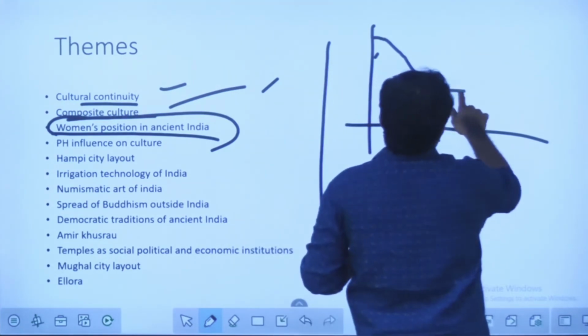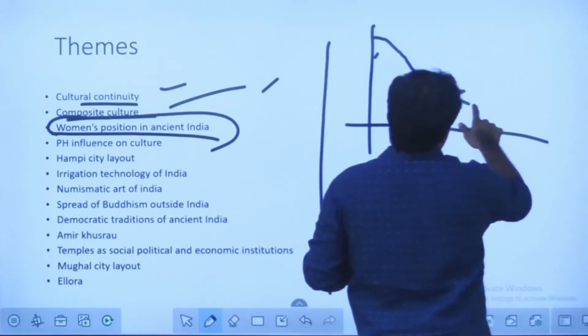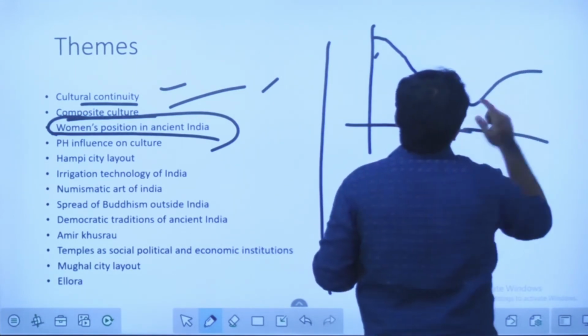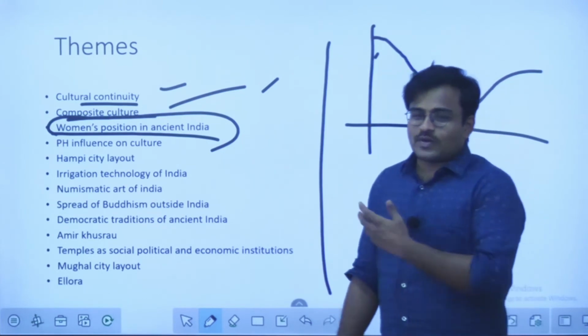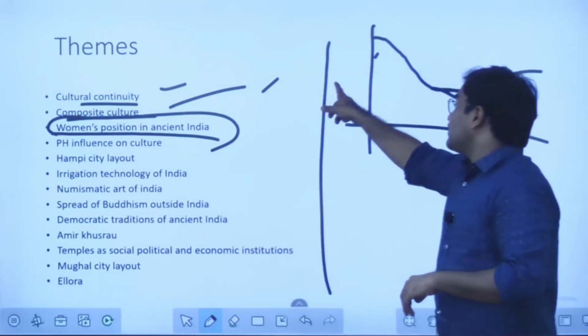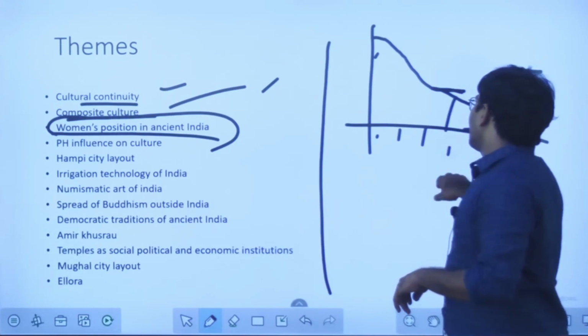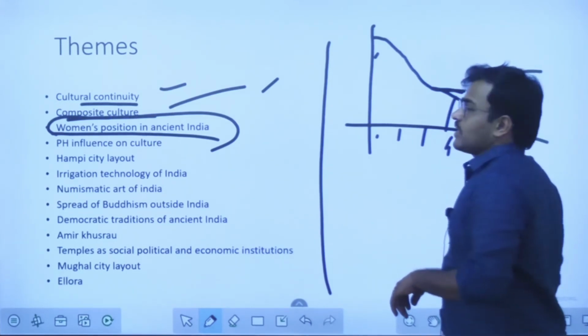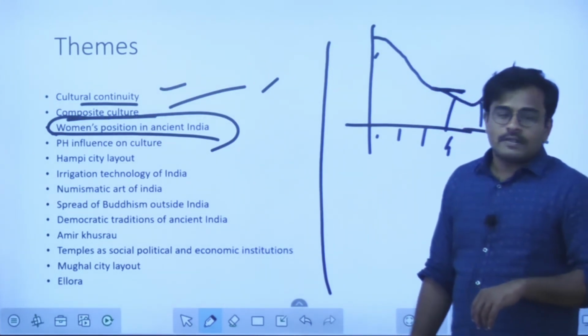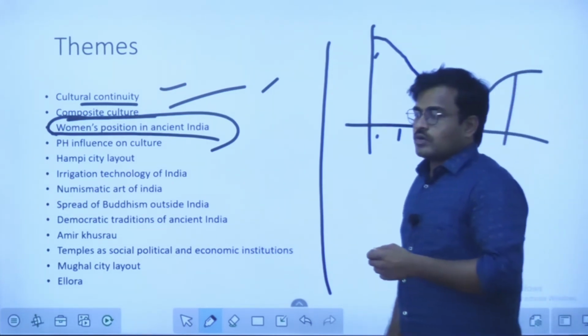Okay, also it has further diminished during the medieval period, and with social and religious reform movements, women's position is increasing today. Okay, this way you can draw. You can write here: IVC, early Vedic period, then Gupta period, then feudal age, medieval period, then modern time, social religious reform. These kinds of graphs you can employ.